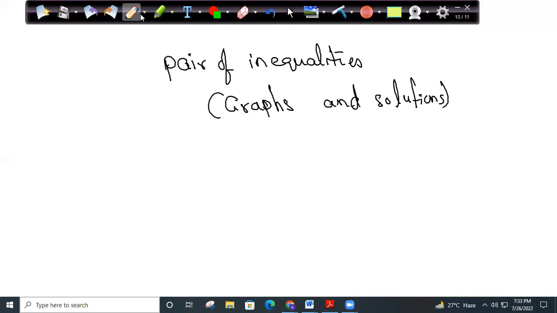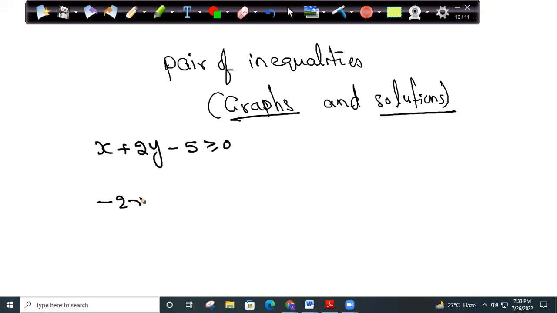Now, if a pair of inequalities is given, how to graph them and how to find their solutions? First, let us see how to graph them. I need to graph x plus 2y minus 5 is greater than or equal to 0. I should also draw minus 2x plus 10y is less than or equal to, let me keep it as 20 only, or 30. I'll write it as 24.